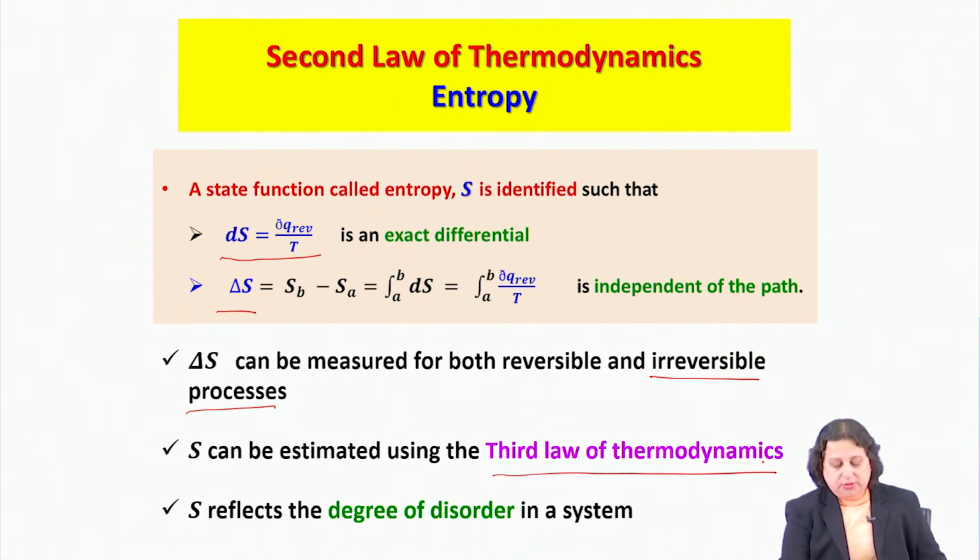Now, I've also showed you that S does reflect the degree of disorder in a system, and that we connected to the absolute value and the change in entropy that we see when a system passes from a very low temperature to a very high temperature, whereby it can undergo heating as well as phase transition at certain temperatures.